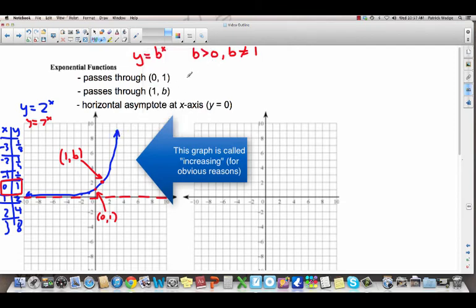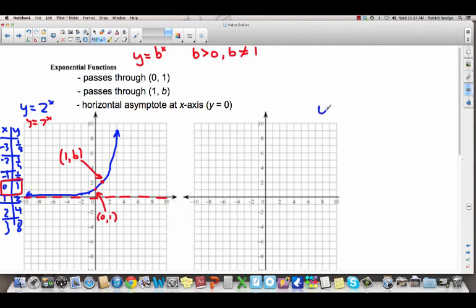Now, we've looked at a case where the base is bigger than 1. What if it's less than 1? I mean, we said it has to be bigger than 0, but it could also be between 0 and 1. Like, what if we had something like y equals (1/2)^x, 1/2, sorry, to the x power? Well, again, let's do our table. x, y, negative 3, negative 2, negative 1, 0, 1, 2, 3.